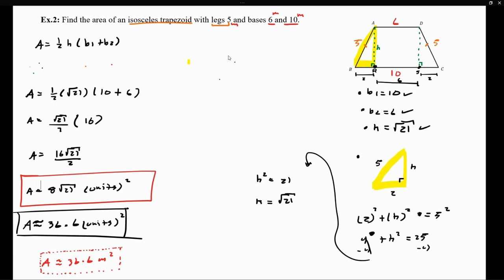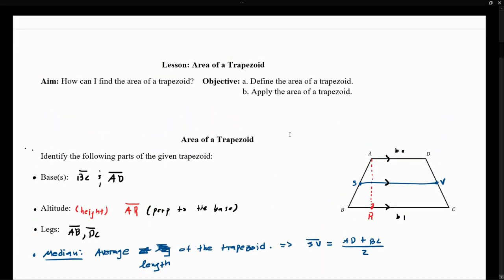And with this, it concludes our lesson for the area of the trapezoid.